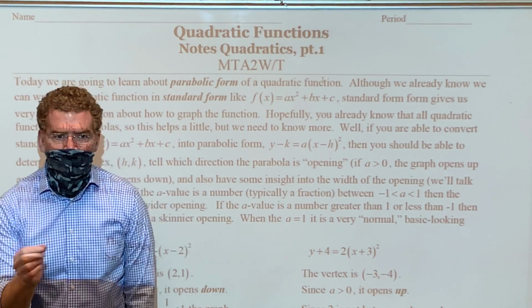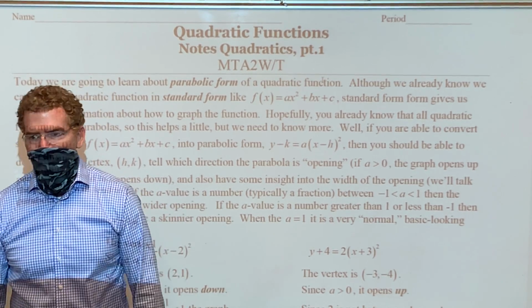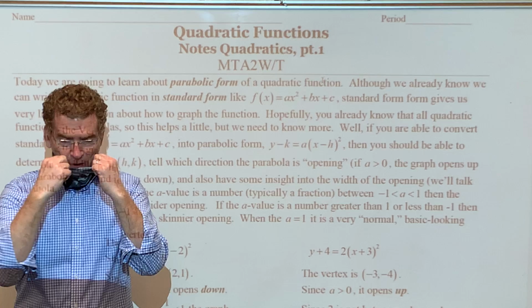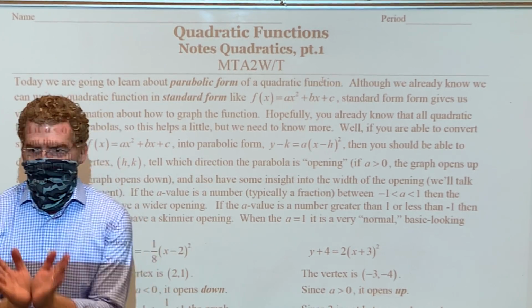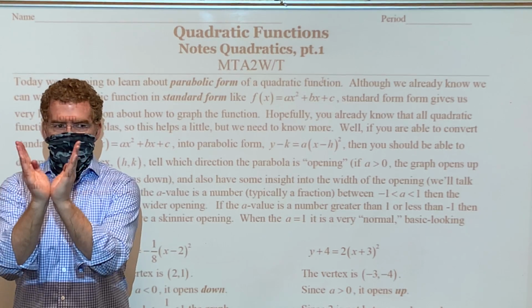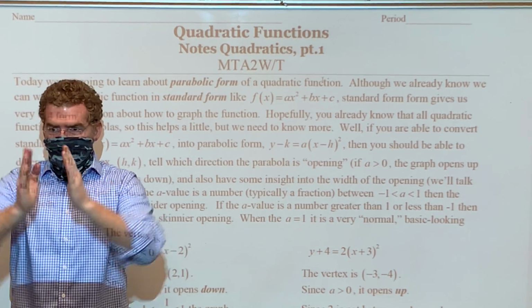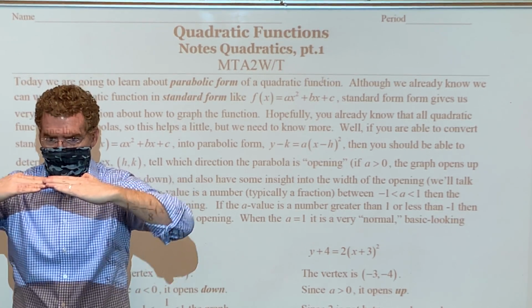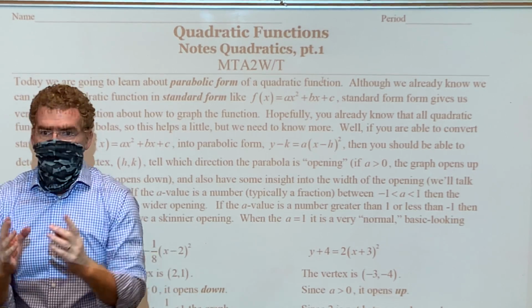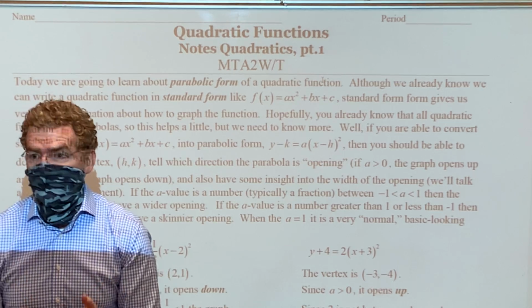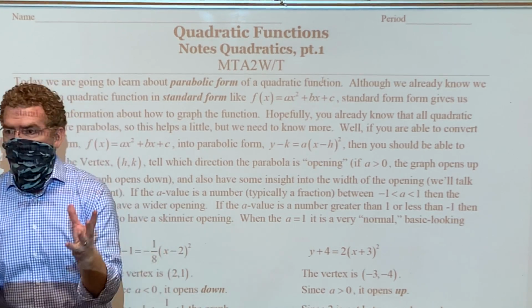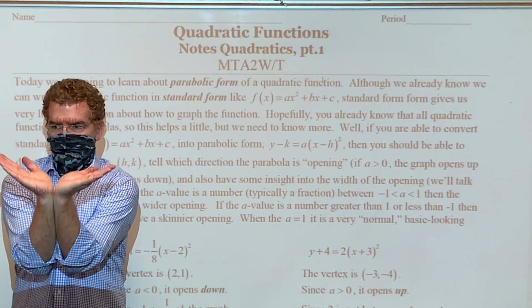And if it's a big A, and when I say big, I mean bigger than 1, so if your A value is like 2 or 3 or 5 or 10, then the bigger it is, the skinnier it gets. And that could be skinnier going up or skinnier going down. And then the closer to 0 it gets, like 1/10, 1/20, 1/8, any of those values, the wider it gets.